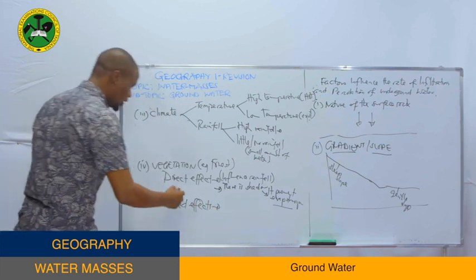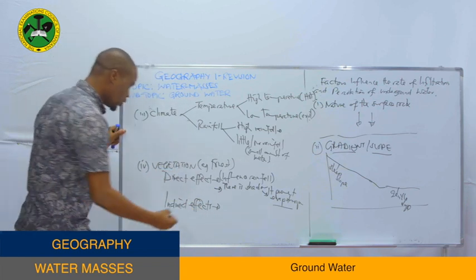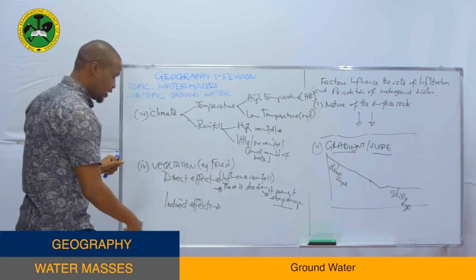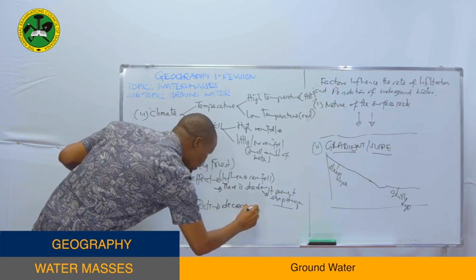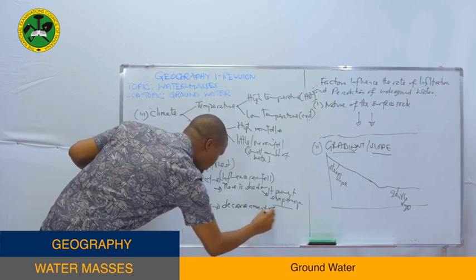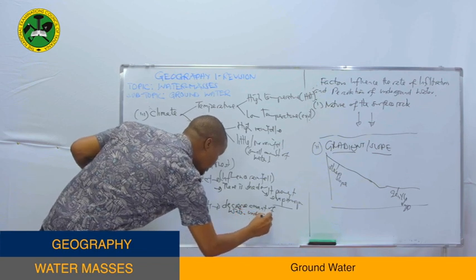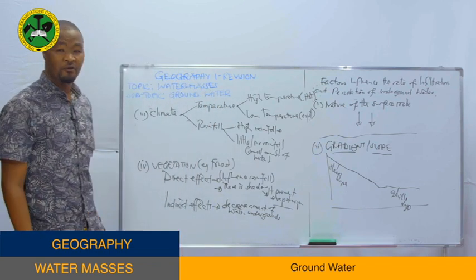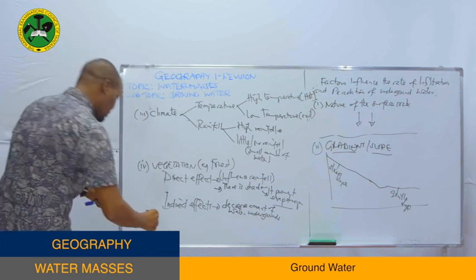Indirect effect means sometimes vegetation may reduce the amount of water underground. How? We know vegetations are living things. They use water which is inside the ground, so they decrease the amount of water underground. Why? Because vegetation, as I said, are living things, so they use water for the photosynthesis process. This is the indirect effect.